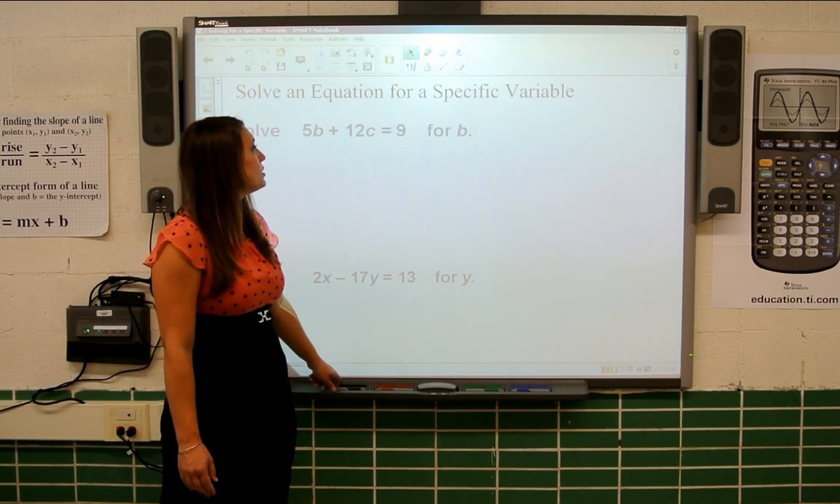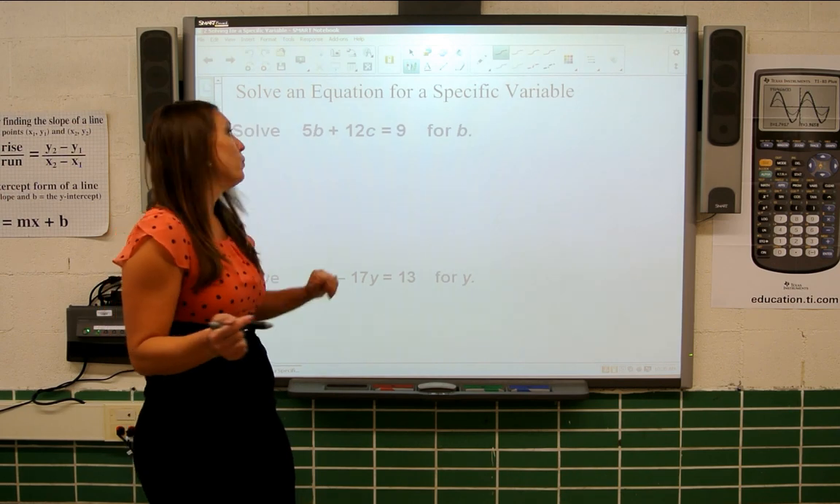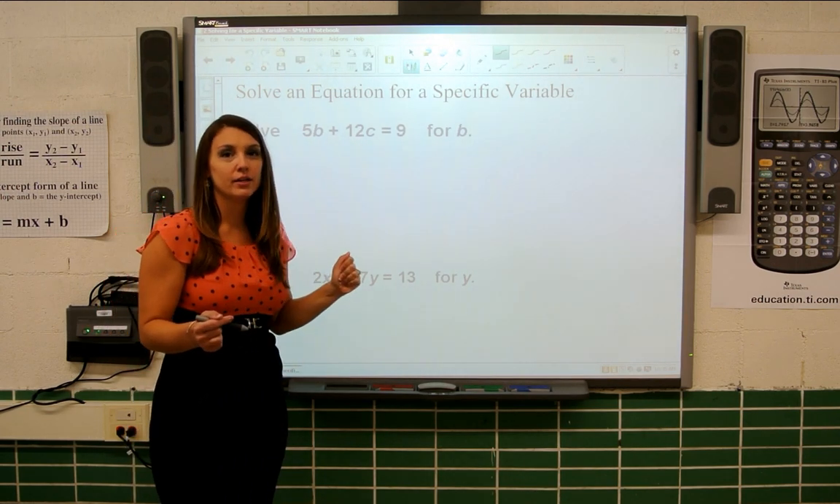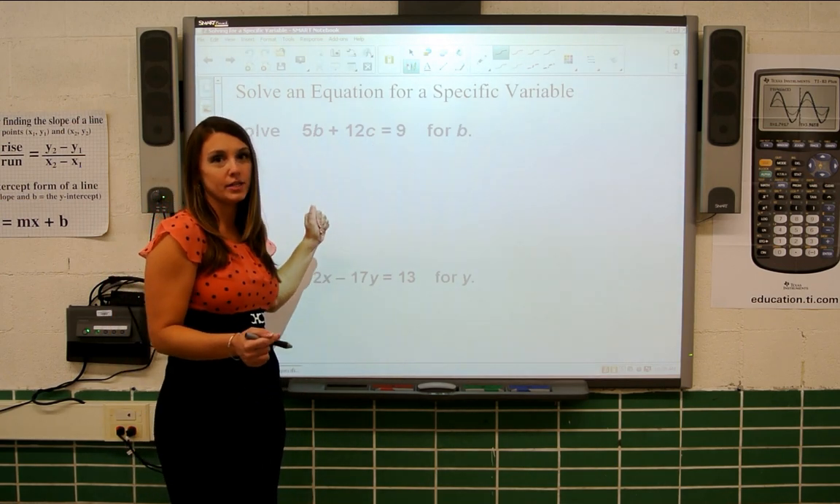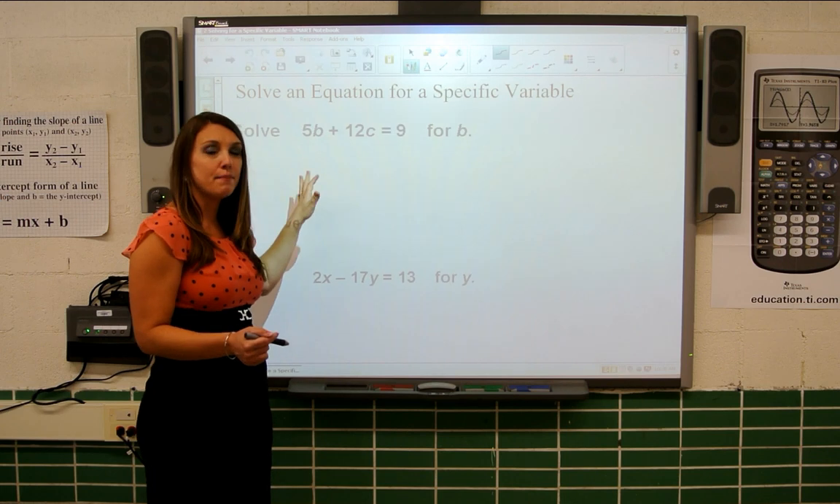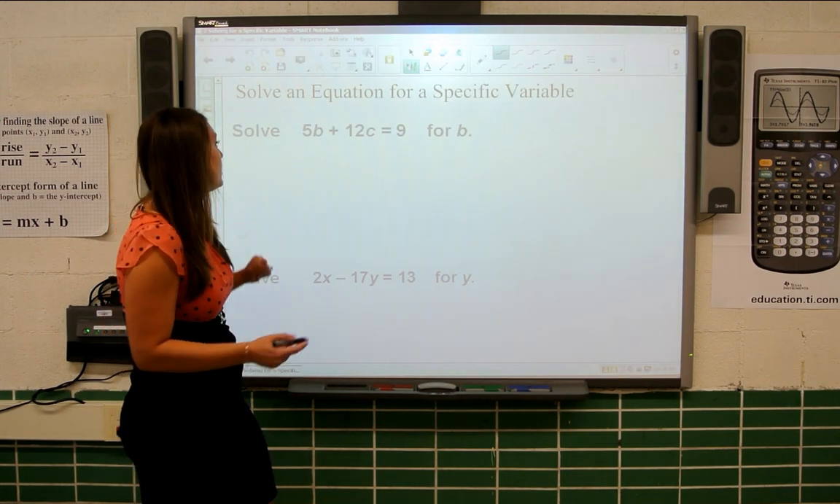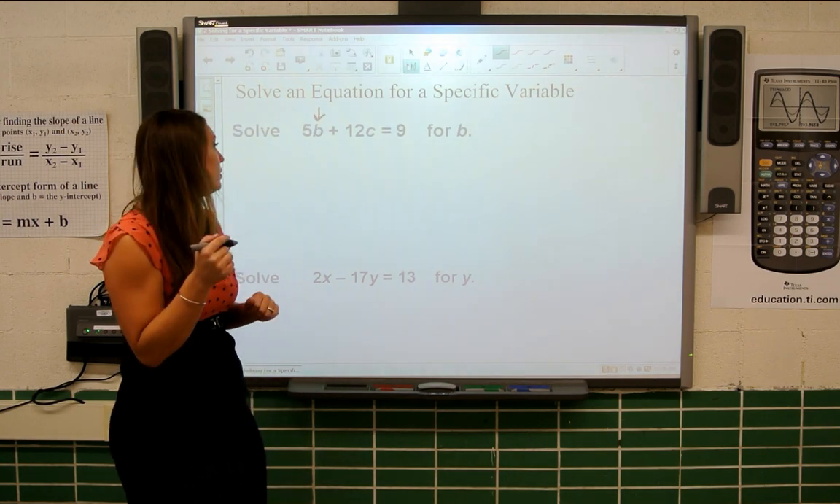Here we're going to solve an equation for the specified variable. We're going to solve for b, okay? We have a b, a c, and all these numbers here. And when we get our answer, we're going to have a b and c and all these numbers here. The only thing is that b is going to be isolated on one side. So, if we want to isolate the b here, b is the only thing that doesn't move.